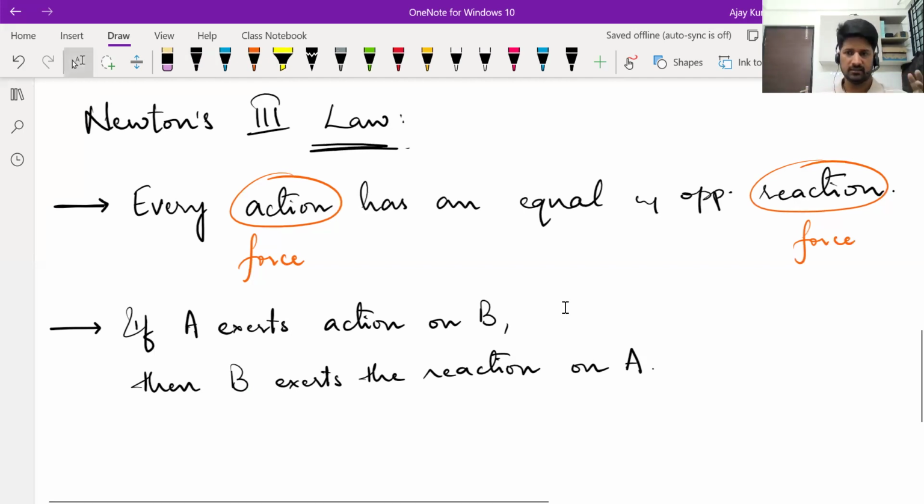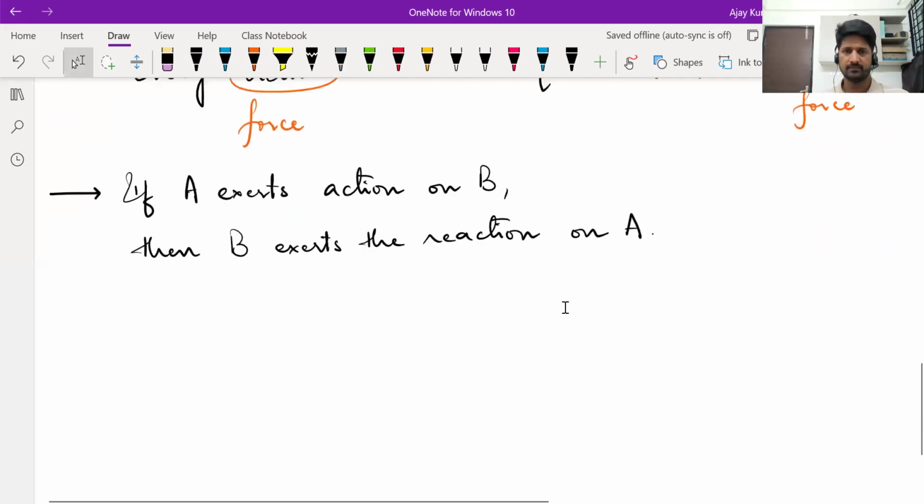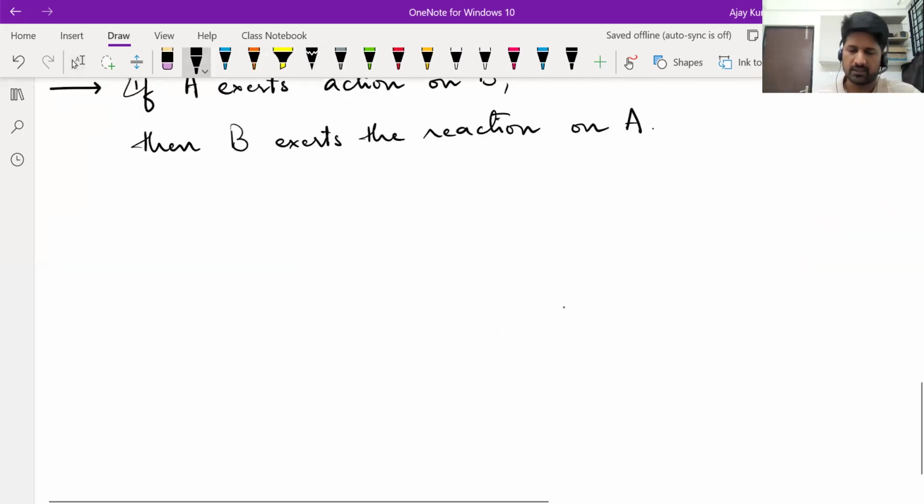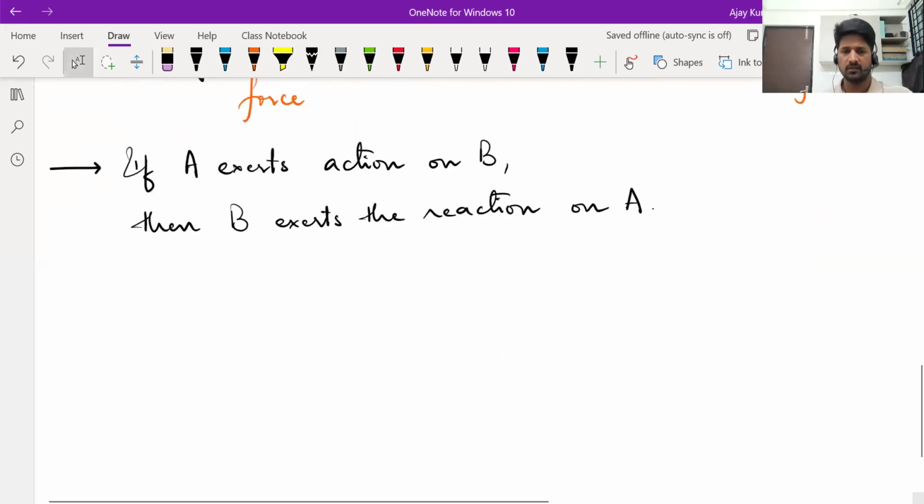Let's think of an example to this. Let's say there is a table with a block placed on it.